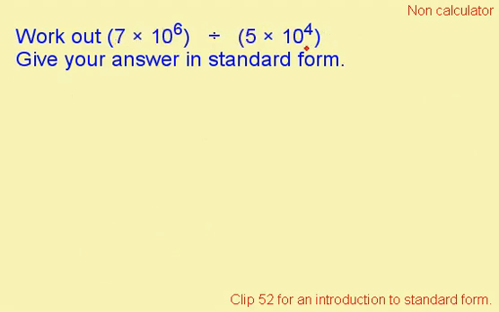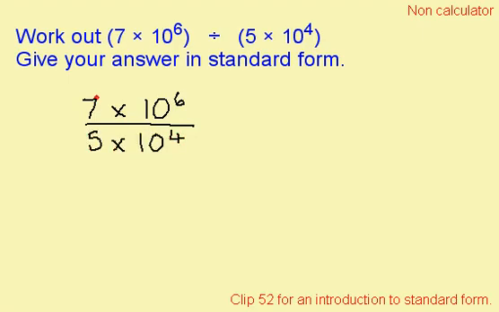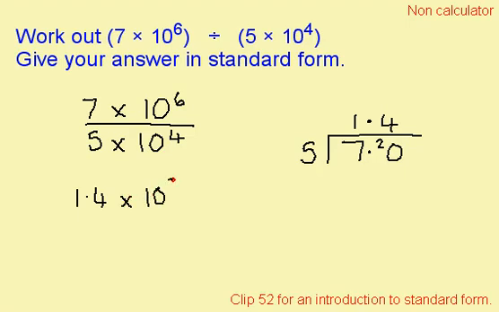To answer this question, I'm first of all going to write it out like this. 7 times 10 to the power of 6 divided by 5 times 10 to the power of 4. I'm then going to do 7 divided by 5. This gives me 1.4. 10 to the power of 6 divided by 10 to the power of 4 gives me 10 to the power of 2. My answer is already in standard form, so I don't need to do anything else to this question.